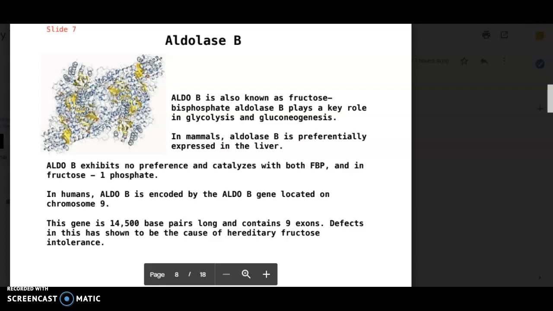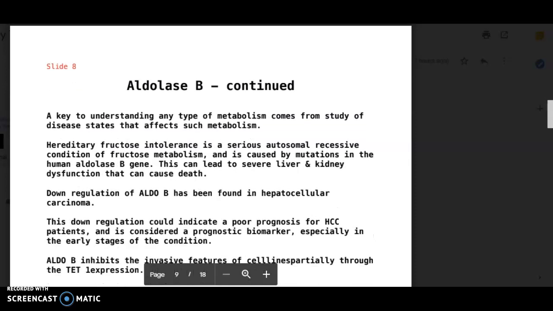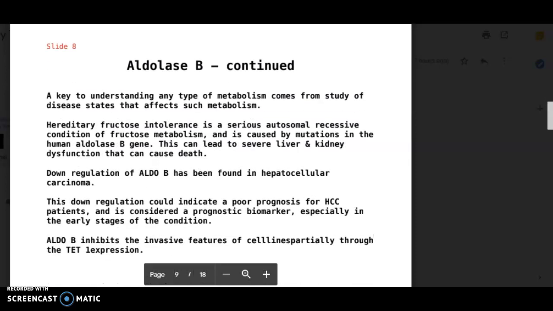Continuing on with ALDOB, the rise of fructose consumption and its correlation with symptoms of metabolic syndrome has highlighted the need for a better understanding of fructose metabolism. To that end, valid rodent models reflecting the same metabolism as in humans, both biochemically and physiologically, are critical. A key to understanding any type of metabolism comes from study of disease states that affect such metabolism. A serious defect of fructose metabolism is the autosomal recessive condition called hereditary fructose intolerance, which we've talked about before, caused by mutations in the human aldolase B gene.